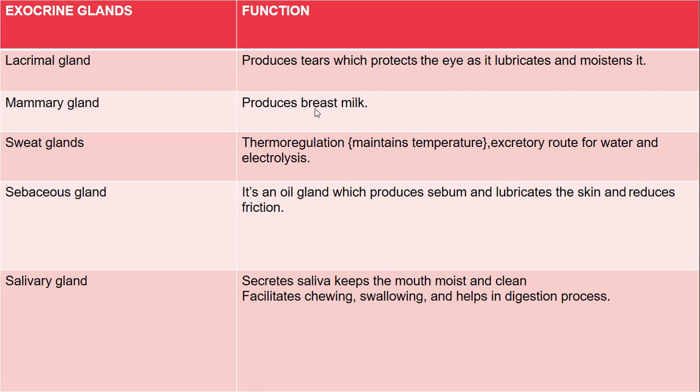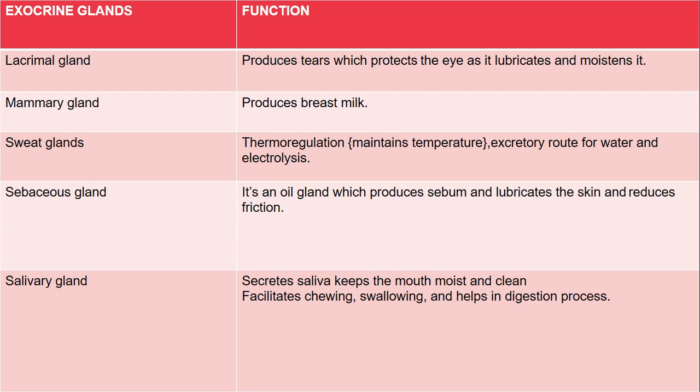The mammary gland produces the breast milk. The main function of the mammary gland is producing the breast milk, but it is present in both the male and the female. In both the male and the female, it is in a very rudimentary form. At the time of puberty, the mammary gland develops in the females, and in the male, it stays in rudimentary form only.